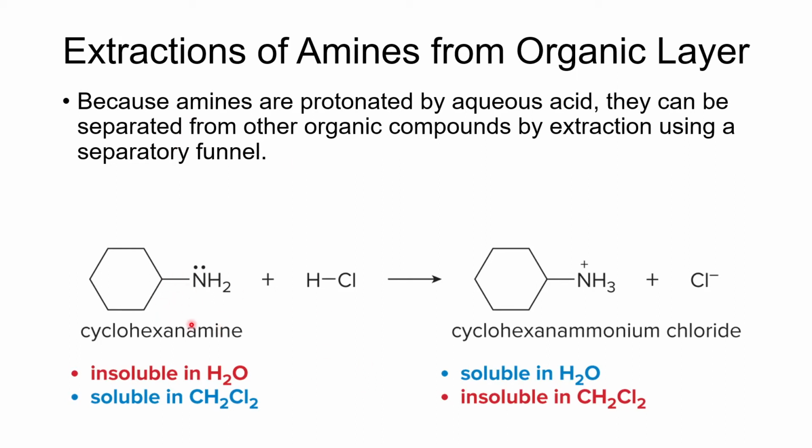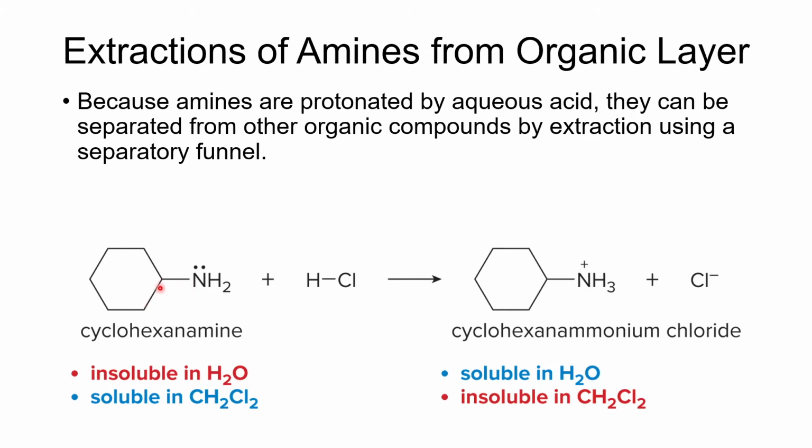Here we've got cyclohexanamine. Cyclohexanamine is going to be insoluble in water. It's got 6 carbons. Usually to have solubility in water, we're going to need to have less than 5 carbons. So with 6 carbons, that's going to be insoluble in water. And it's going to be quite soluble in dichloromethane. So we can get this to dissolve in dichloromethane, but not in water.